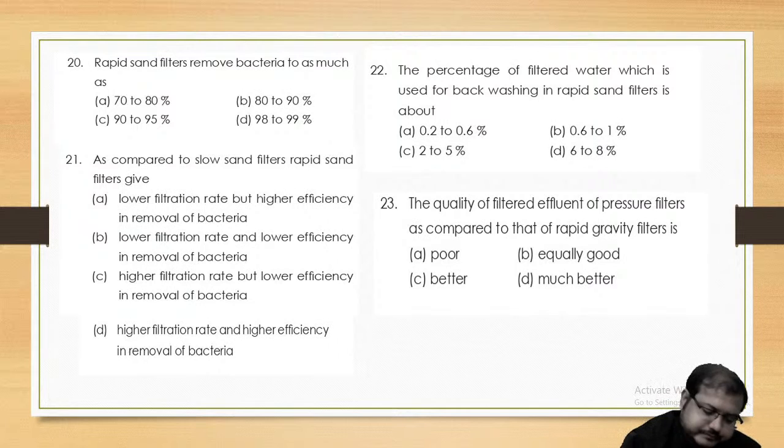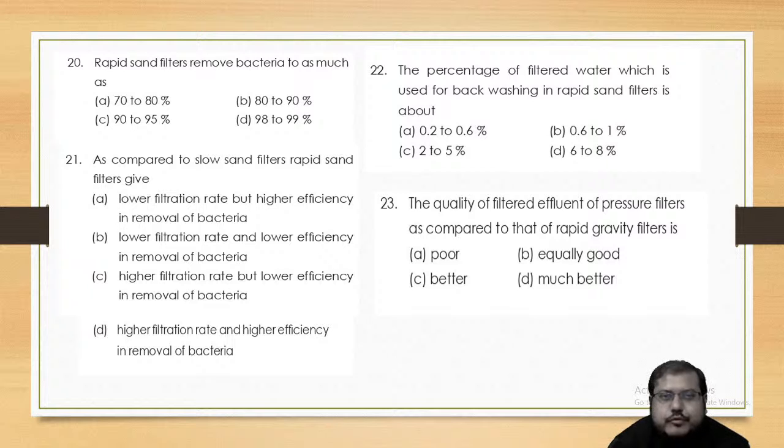Question number 20. Rapid sand filter removes bacteria to as much as 80 to 90%. Question number 21. As compared to slow sand filters, rapid sand filters give, in both the option A and B, a lower filtration rate, which is wrong. Option C will be the correct answer. Higher filtration rate but lower efficiency in removal of bacteria.